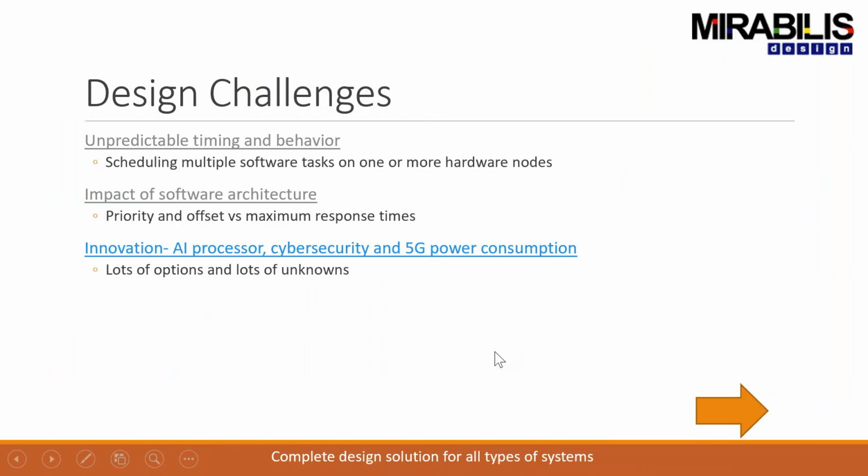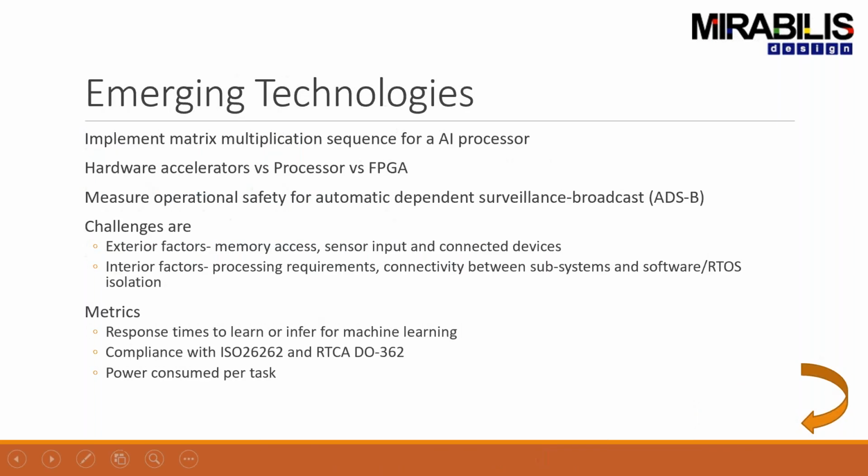The third one, which is far more complicated and probably the next generation, is that looking at innovation, you end up having a lot of unknowns. So it's like, do I go ahead and invest my money on this new technology? Do I invest in RISC-V? Do I invest in building a whole new ecosystem around 5G? What ends up happening is you have a lot of questions. For example, how do I implement my matrix multiplication sequence for an AI? Do I put this on a processor or on an FPGA?